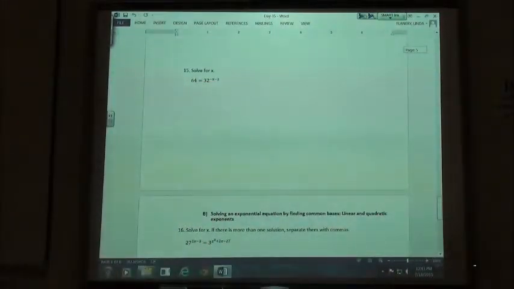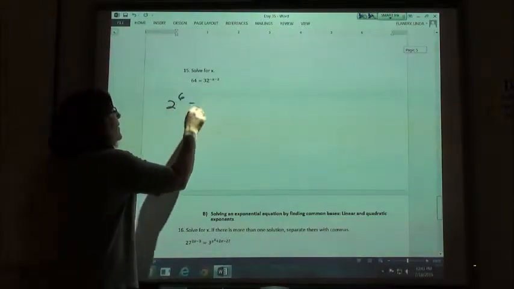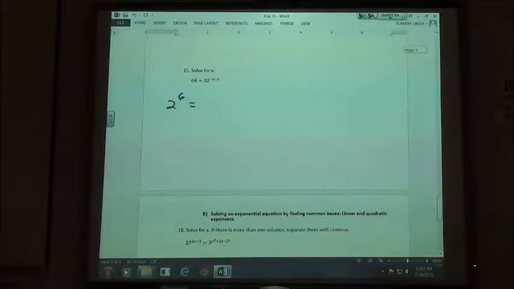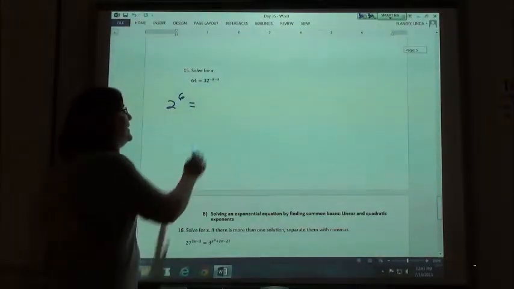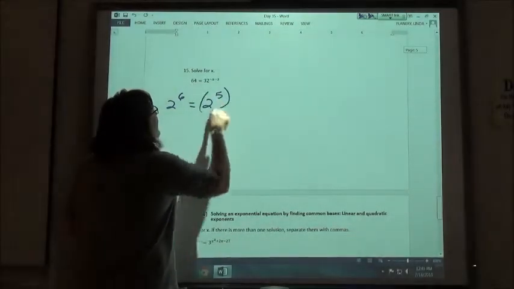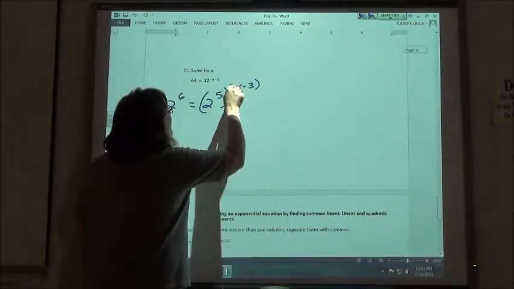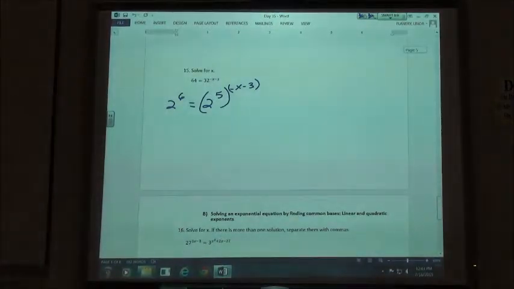So number 15, I can't write 64 as 32 to some power, but I can change both my bases, right? 64 we already figured out was 2 to the 6th power, and 32 I can write as 2 to the 5th power, exactly. So now that they have a common base, I can just set the exponents equal to each other, so I would have what?